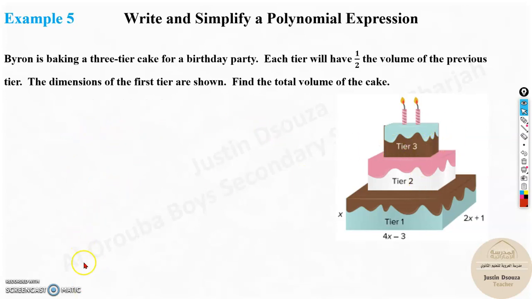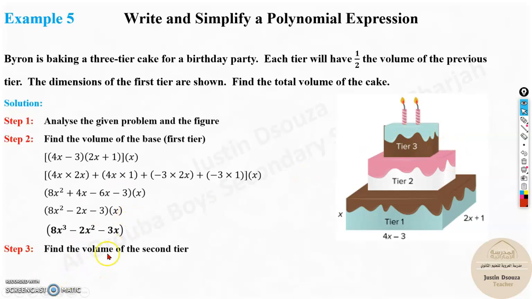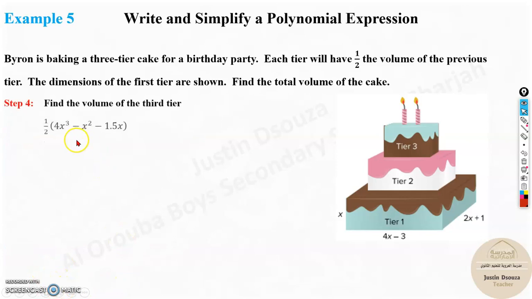We just now found the volume of the second tier, right? Where is that? Over here. So divide this by 2 now. When you divide that by 2, you will get 2x cubed minus half x squared, or 0.5x squared, minus 0.75x, that is 3/4 x. So these are the answers. You got all the volumes of the 3 tiers.